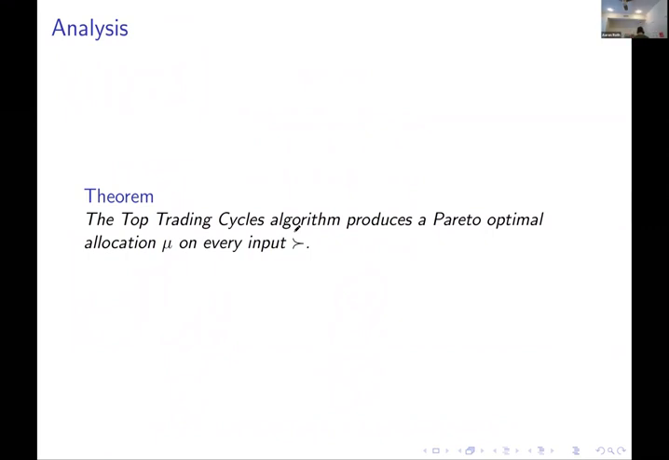Okay, so first let's think about the quality of the allocation found by the algorithm, and then we'll think about its incentive properties. And so the claim is that the top trading cycles algorithm indeed produces a Pareto optimal allocation on every instance. Okay, so this says nothing about incentives. It's just about the input-output behavior of the algorithm, right? It says no matter what set of preferences are reported to it, the allocation that it produces will be Pareto optimal with respect to the reported preferences.